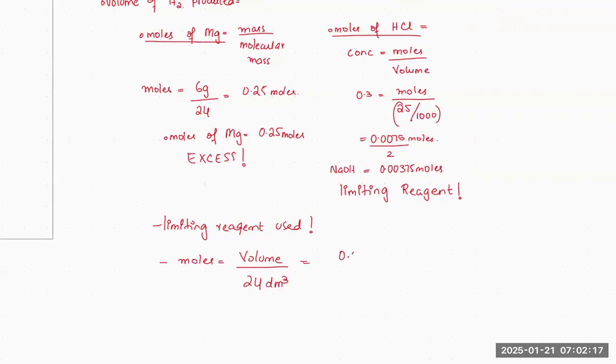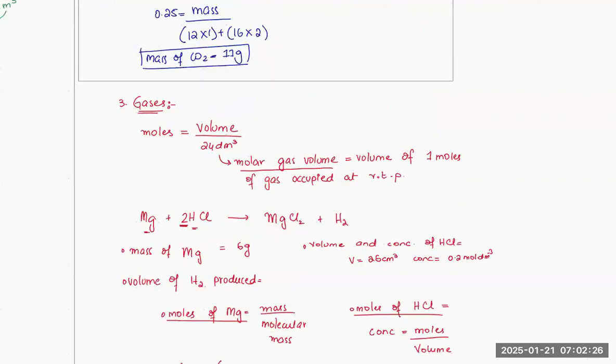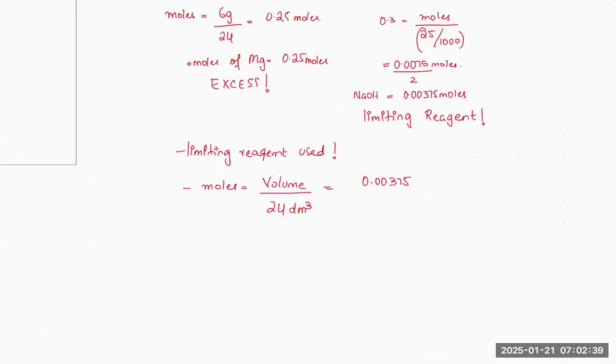I did not do the mole ratio over here. Why? The reason is that when I divided the value by 2, I had already basically done that. Because I divided it by 2, I made it 1, and this is also 1. So I skipped the step basically. Okay. So the moles are 0.00375. The volume we have to calculate, and this is 24 dm cube. So you simply multiply the value by 24. So the volume is going to be 0.09 dm cube.